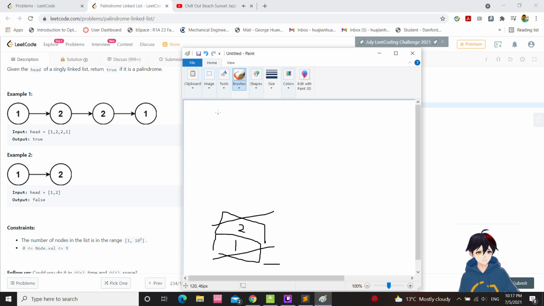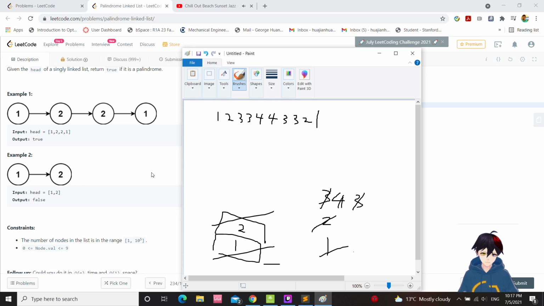But what happens if we have 1, 2, 3, 3, 4, 4, 3, 3, 2, 1? So it's actually a palindrome, but there are repeated numbers here. Let's see. So 1, 2, 3, we got rid of the 3, got 4, and then we got rid of the 4, and put the 3 in, and then we got rid of the 3, we got rid of the 2, we got rid of the 1, so that works. Let's just do stack.